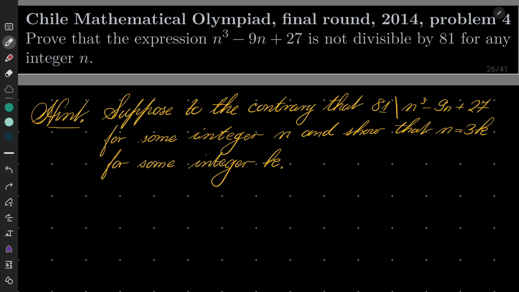Here is my hint. Suppose to the contrary that our divisibility holds for some integer n, try to show that n must be 3 times some integer k, and that should very soon lead to a contradiction. So give this problem a try and I will see you in just a minute.